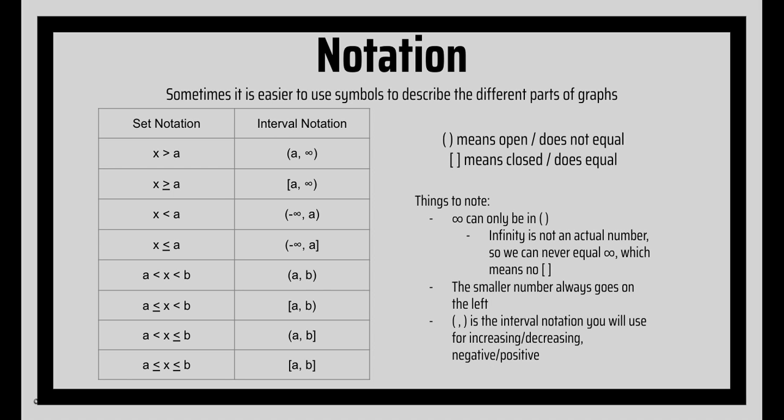Some things to note: an infinity symbol can only be in parentheses. Since infinity is not an actual number, we can never be equal to it. So that means you can never have an infinity in a square bracket. Another thing to note is that the smaller number always goes on the left. So negative infinity is always written on the left-hand side, and any other small number is always written on the left. When we begin talking about increasing, decreasing, and positive and negative, those intervals will only be written in parentheses. You cannot use square brackets.